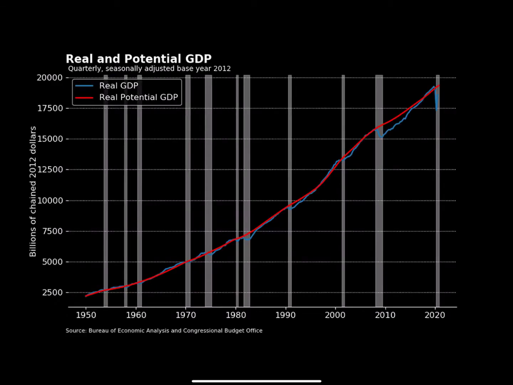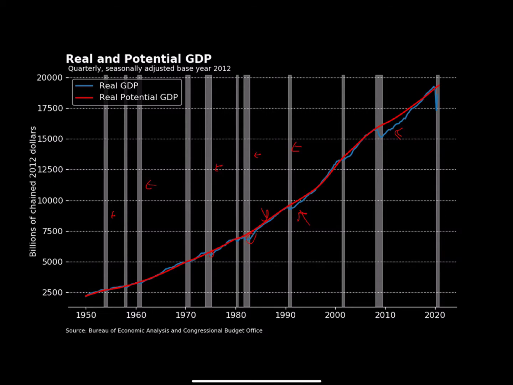Now, what I've shown for you here is the real GDP series, actual as measured by the Bureau of Economic Analysis, and potential as estimated by the Congressional Budget Office. And I'm also showing you these gray bars. And these gray bars represent recessionary periods as defined by the National Bureau of Economic Research Dating Committee. Now, during these recessionary periods, we see that real GDP falls below potential.